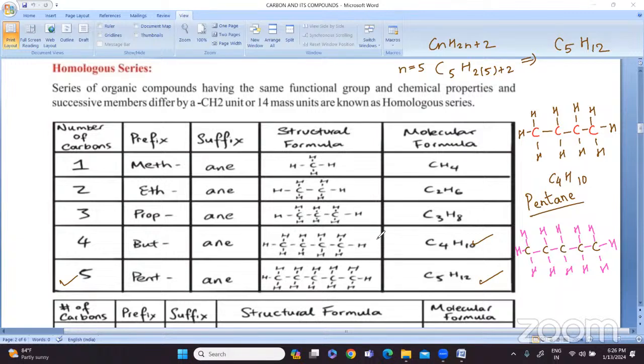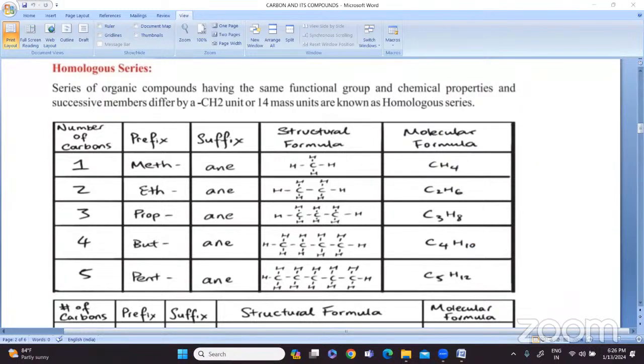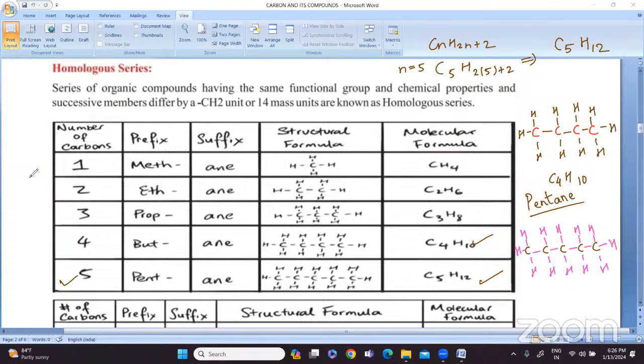Okay, so like this, you have to write the homologous series. So this represents your homologous series. These are the organic compounds which belong to what? These belong to alkanes. Fine.